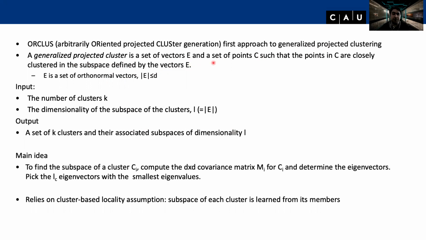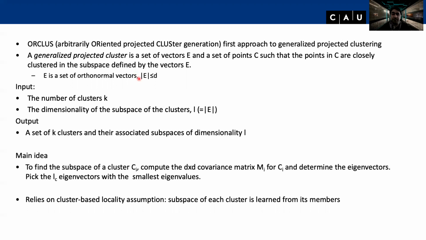or principal components, and a set of points or objects C, such that the points in this cluster C are closely clustered in the subspace defined by the eigenvectors E. So E is a set of orthonormal vectors, just like from a PCA. So if you got this one here as the first and this as the second, these two are orthogonal, meaning that this one principal component, first principal component, is orthogonal to that second principal component.